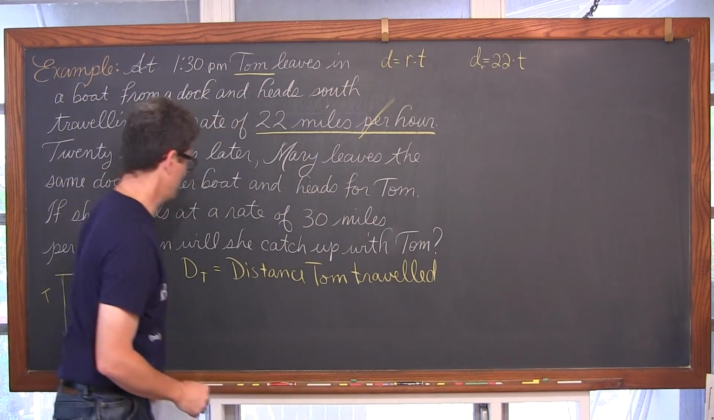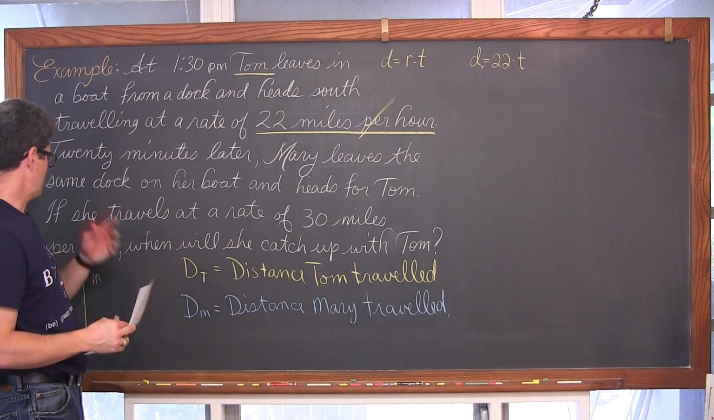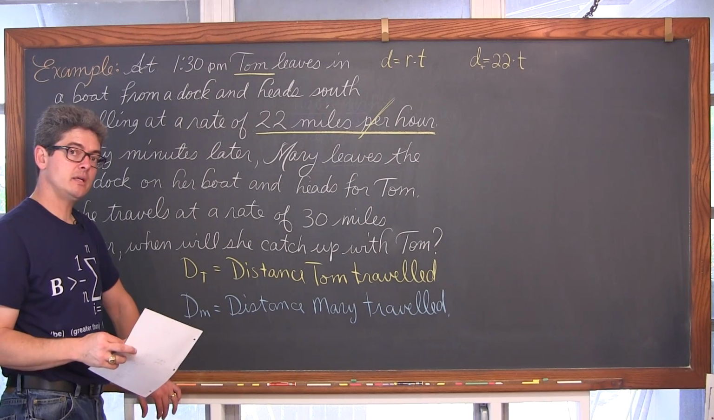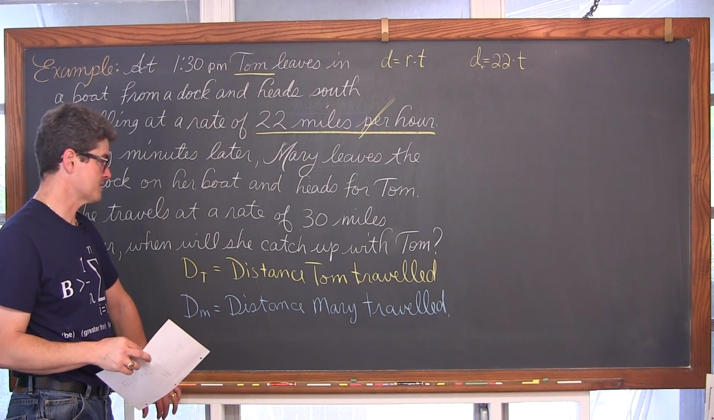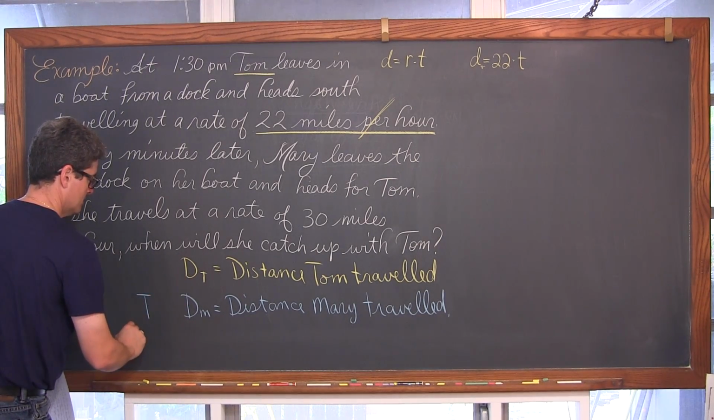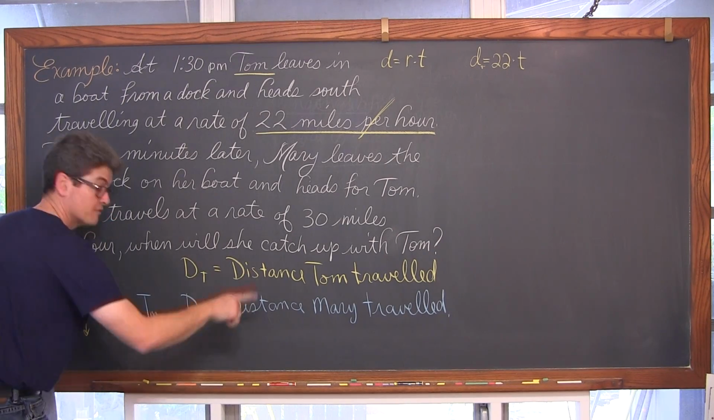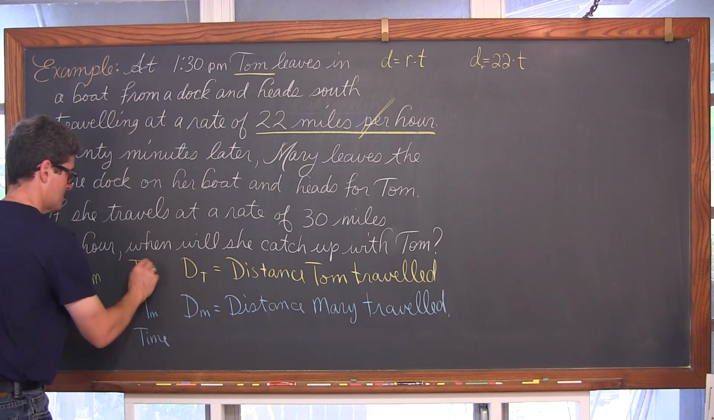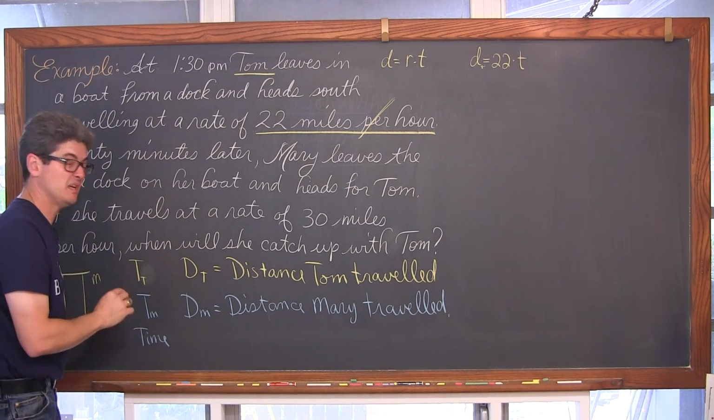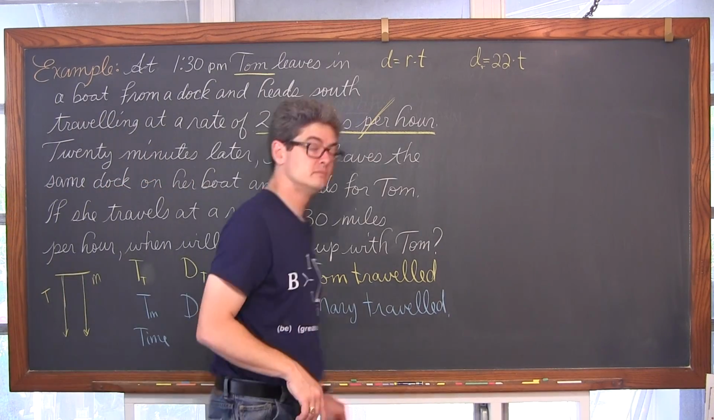We're going to do blue for Mary. And if she travels at a rate of 30 miles per hour, when will she catch up with Tom? That means we're going to need a time and a distance for Mary as well. So maybe, consistent with everything in color coding, t sub m is going to be the time for Mary, and t sub t is going to be the time for Tom. So yellow, Tom, blue, Mary.